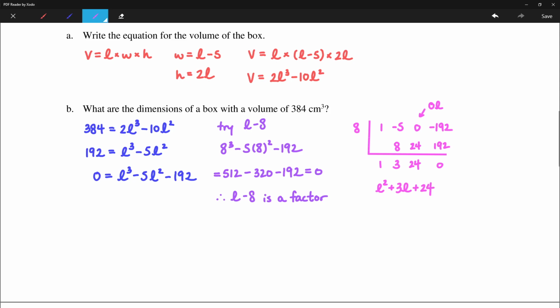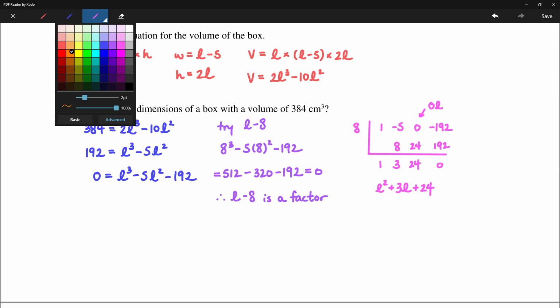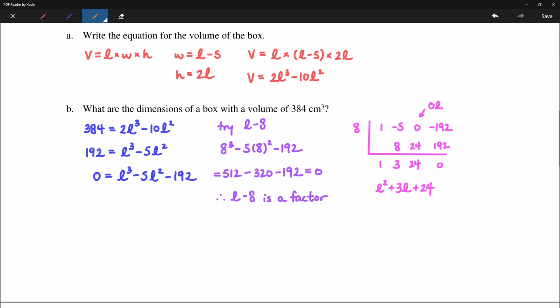Now, just like in the previous example, we can also look at the quadratic formula, but we really just need to look at the part underneath the square root sign. So that's b squared minus 4ac to check if there's other roots in the first place. So in this case, we have b squared, which is 3 squared, minus 4 times 1 times 24. And of course, that will be less than 0. So there are no roots in this part. So what this tells us is only 8 is going to work.